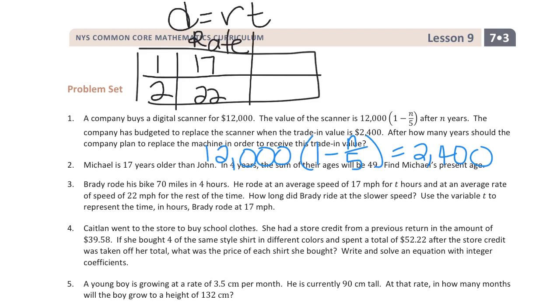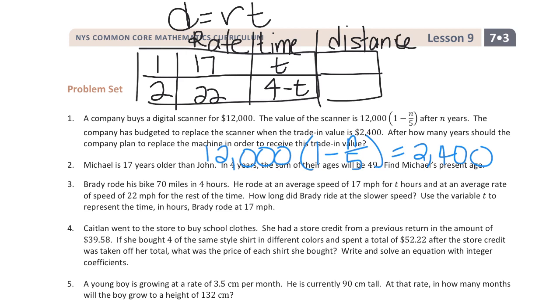Then he had the time that he spent doing each of those. His time for the first part was T. We don't know. And then the second part is 4 minus T, whatever is from the total minus the amount of time he spent doing the first. I should have made my table just a little bit longer. And then my distance.